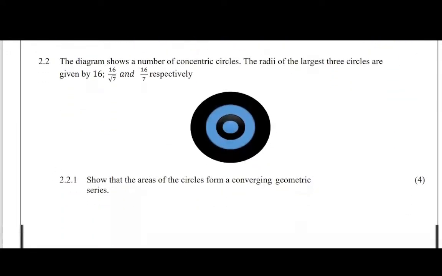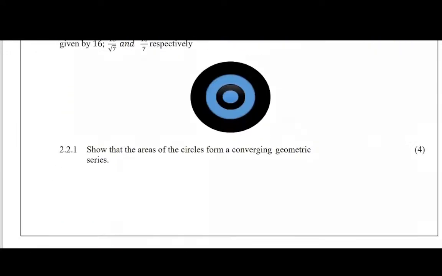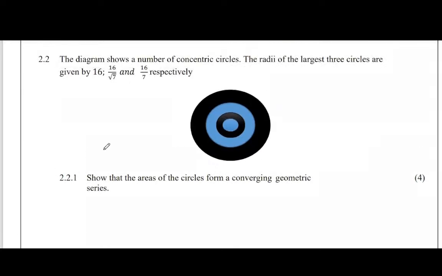And then 2.2. They are telling us that the diagram shows a number of concentric circles. So concentric, like circles that originate from the same center. The radii of the largest three circles are given by 16, 16 over root 7, and 16 over 7 respectively.